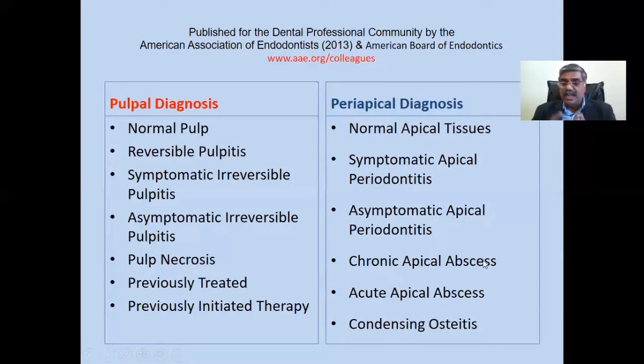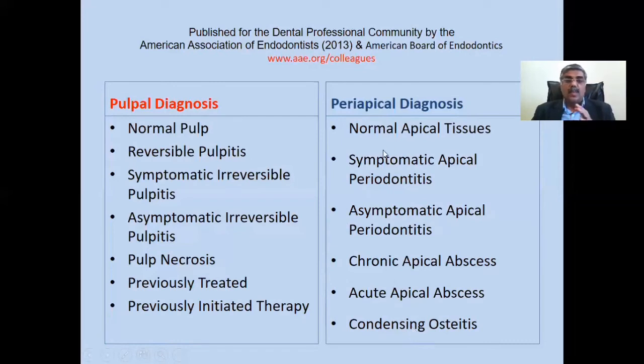In chronic periapical abscess, there will be periapical radiolucency and there will be an intraoral or extraoral draining sinus. Acute periapical abscess and symptomatic apical periodontitis are almost similar. They may or may not show widening of the periodontal ligament space. In both cases, there will be severe pain. The patient cannot chew on that side. And last is condensing osteitis, which we have already discussed.